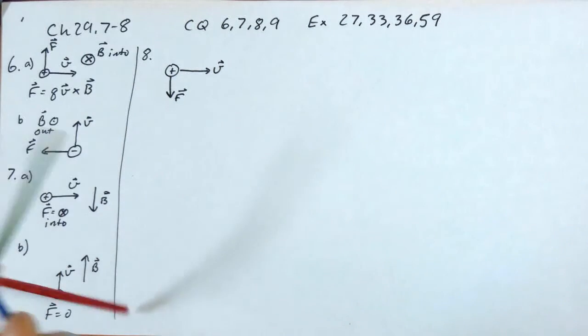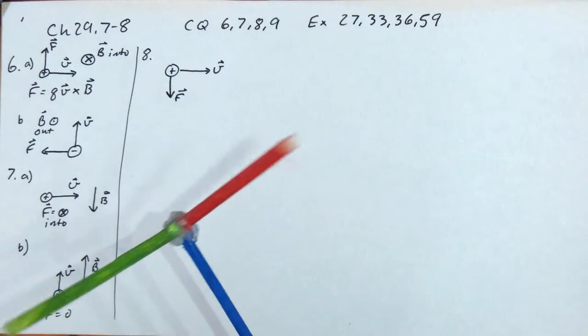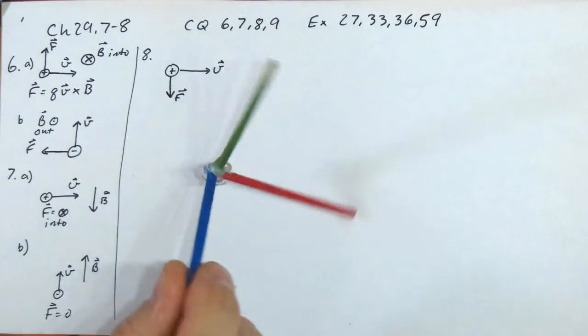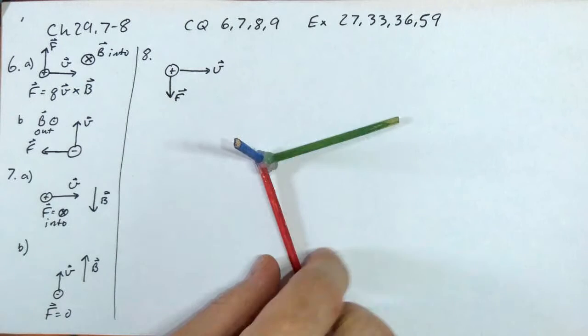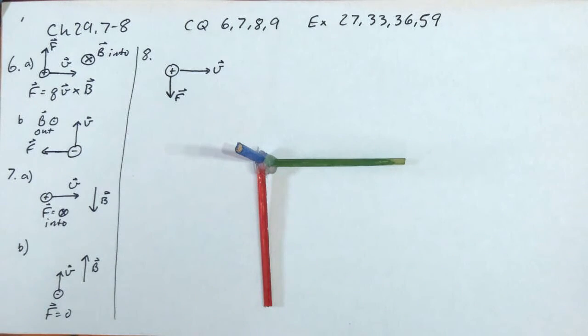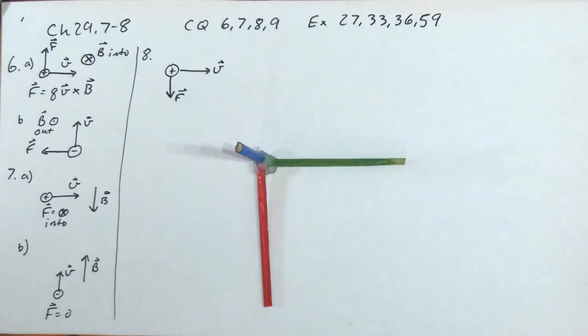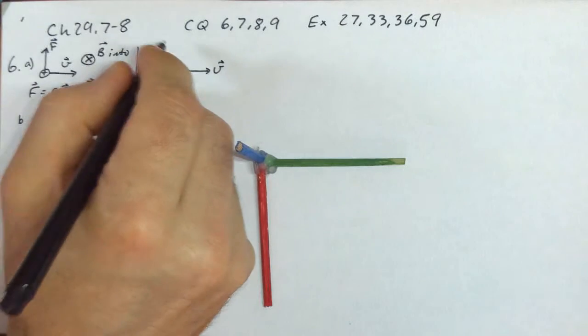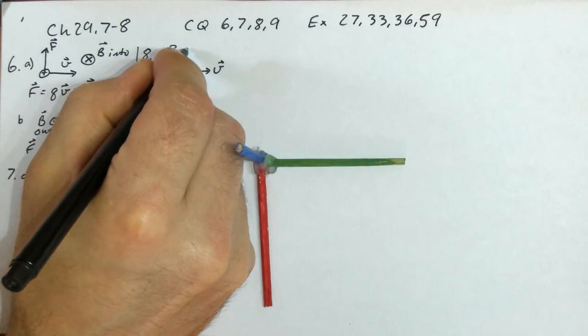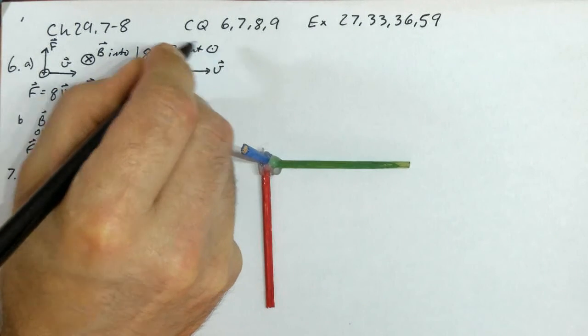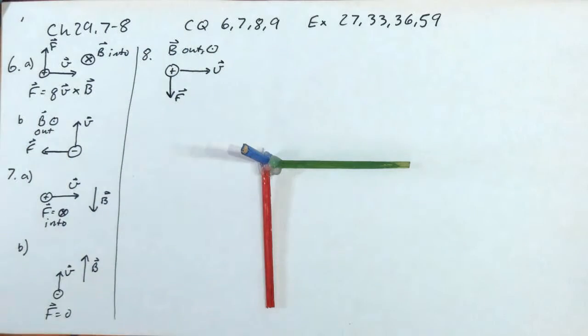Okay, in this case, it is our blue that we don't know. Our green is to the right. We know our force, which is down, which means our magnetic field must be out. So B in this region of space must be out, or the dot in the middle of the circle.